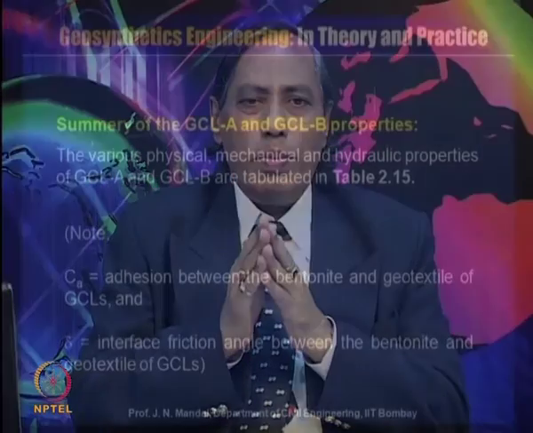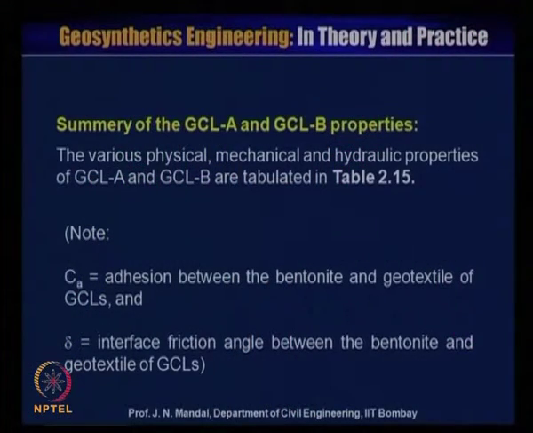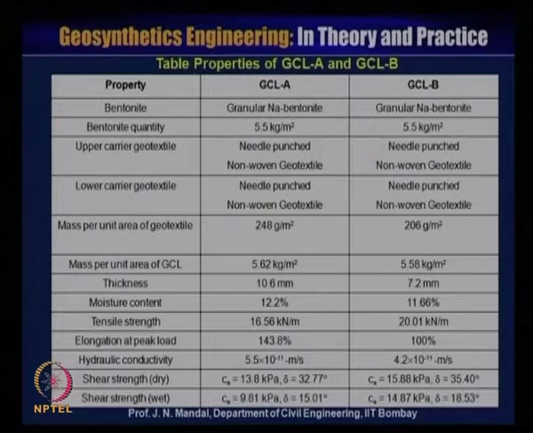So, what summary of the GCL A and GCL B properties can be concluded? The various physical, mechanical and hydraulic properties of GCL A and GCL B are shown, where Ca is the adhesion between the bentonite and the geotextile of the GCL, and delta is the interface friction angle between the bentonite and the geosynthetic clay liner.